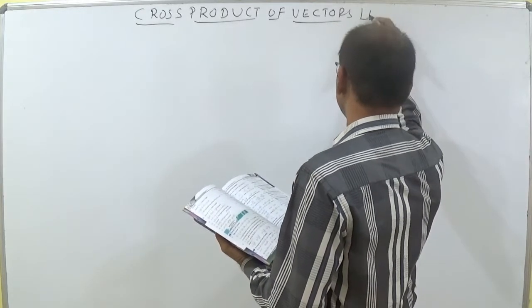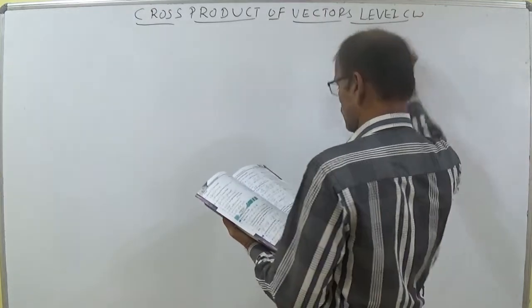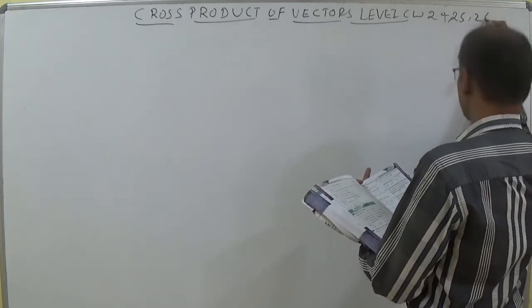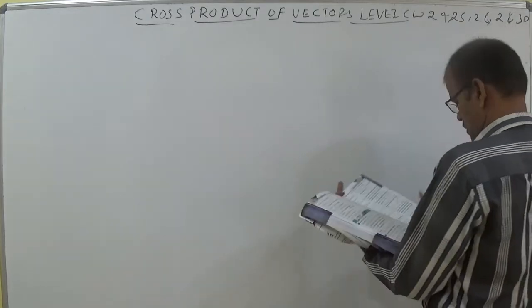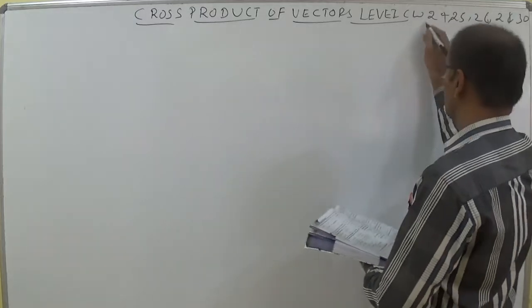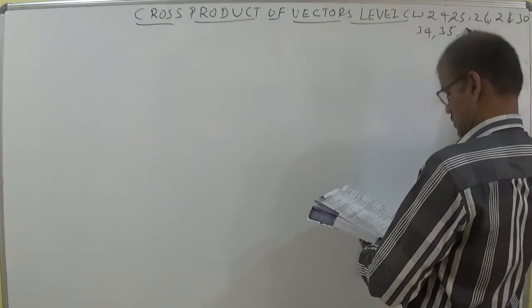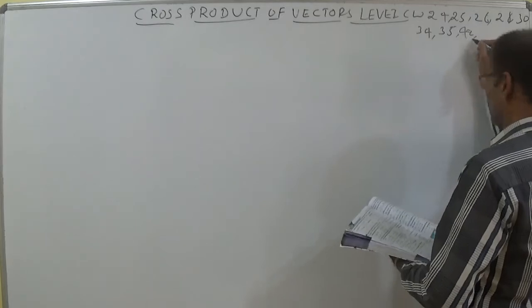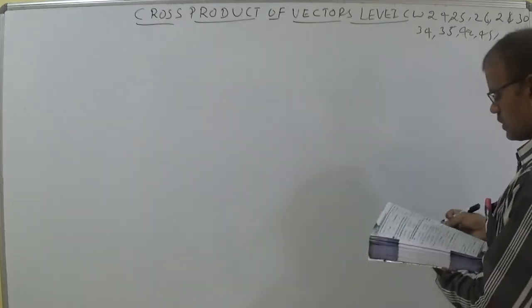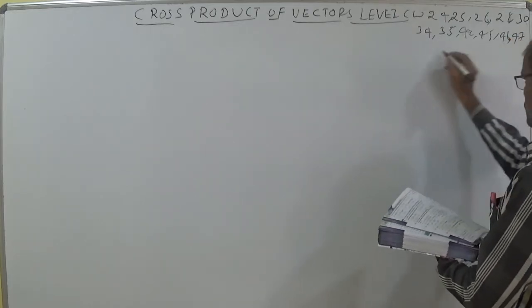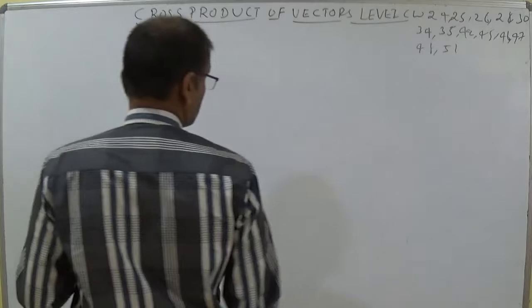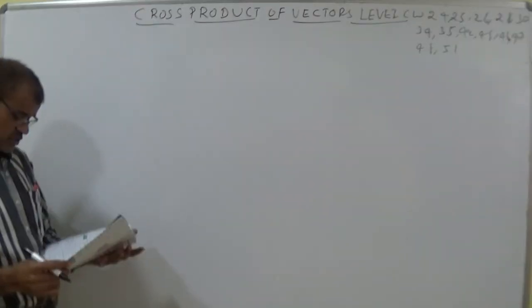Now level 1 classwork. I want to write the schedule here. 24, 25, 26, 28, 30, next 34, 35 also, next 42, 45, 46, 47, 48, 51. 51 sum I think yesterday I discussed it by taken an example. So no need to discuss with now 51 sum.